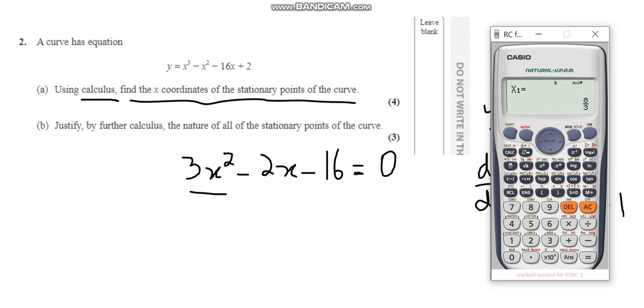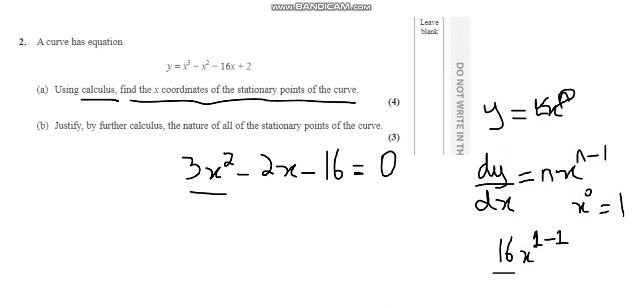And press again, and you'll find out that our first x value is 8 upon 3, and our second x value is minus 2. There you go, and we are done with the first part. 4 marks easily scored. Moving on to the B part.